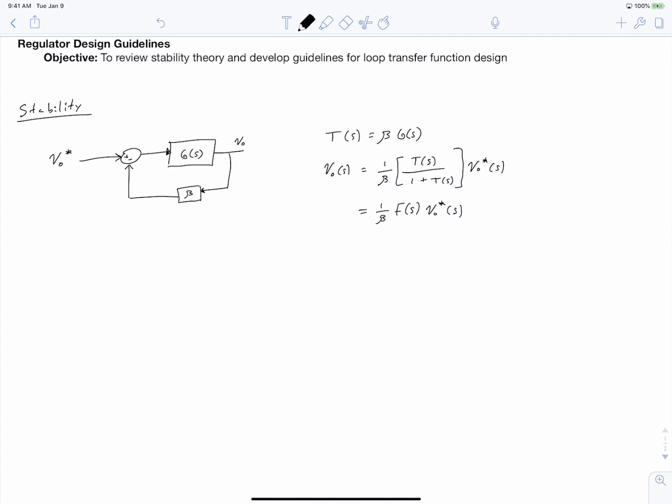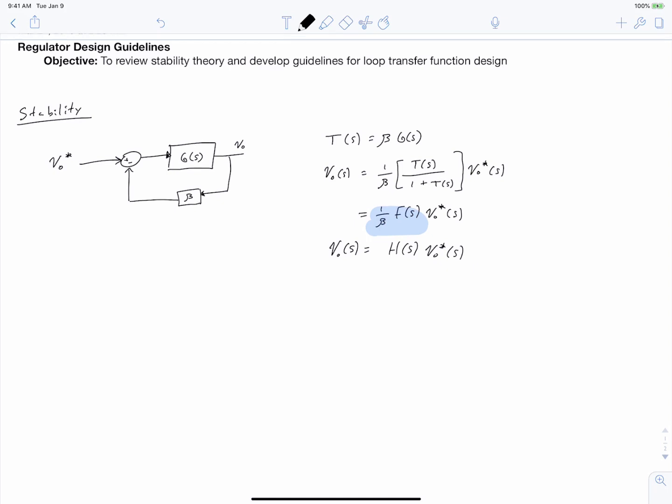So we're going to note that the output of our system can be expressed as a single transfer function, H of S, times our input reference, V0 star of S. So H of S is just simply this quantity here. And all we're trying to do is reach for a simple way to express all these mathematical terms. So we're setting the stage for stability theory.